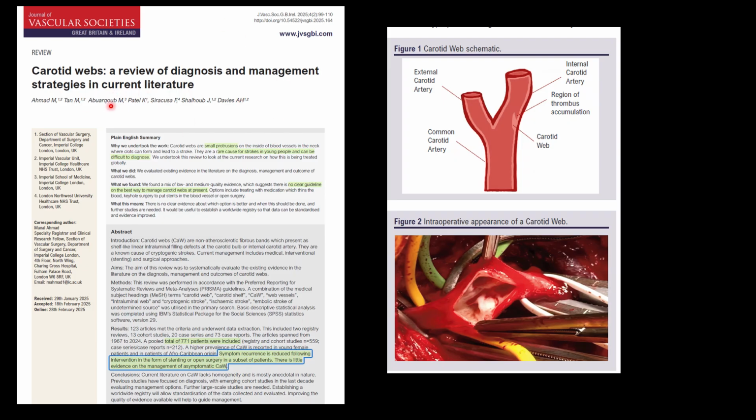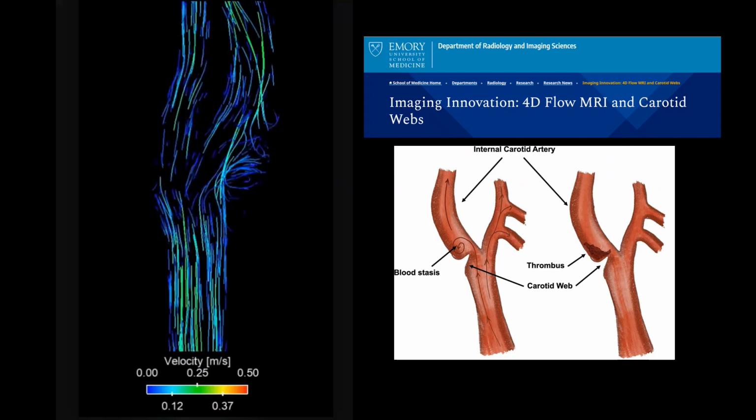This is a very good article published by Imperial College London, which has the largest case series, of around 771 patients in which carotid web was managed. So this is a good article to go through. This is a picture from this article. Here we are able to see the carotid web.